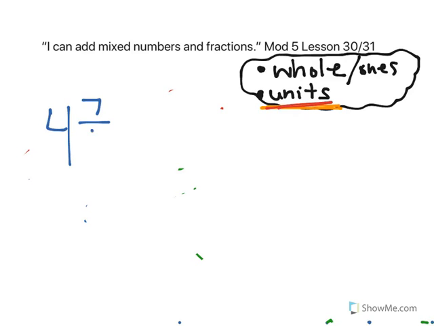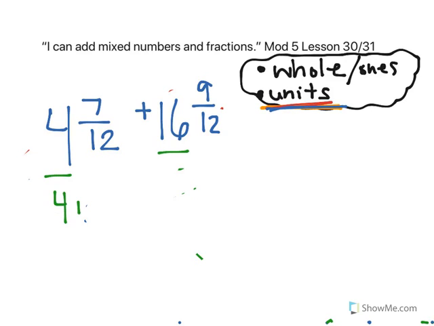All right, fourth graders, last problem. 4 and 7/12 plus 16 and 9/12. Okay, so they're giving us some bigger numbers here. All right, so what we're going to do is think about, what are my units? I'm going to add my like units together. So let's start with our whole numbers. 4 plus 16 equals 20. So I have 20 wholes here.